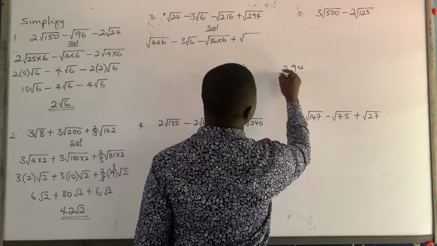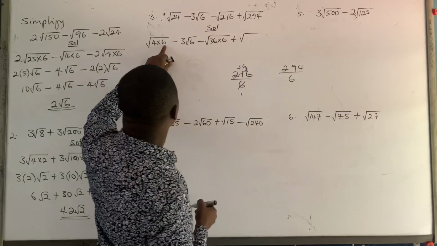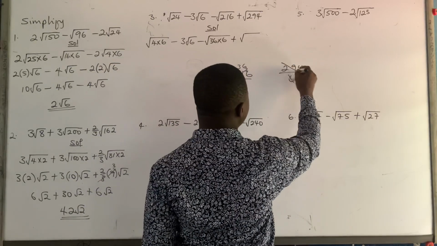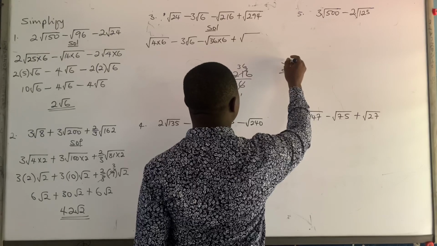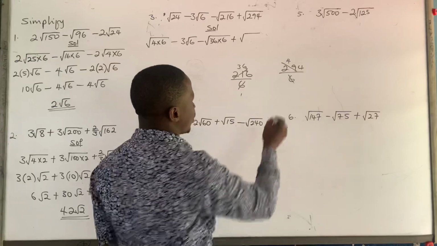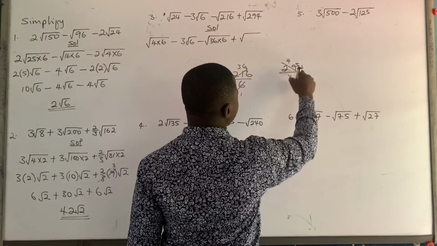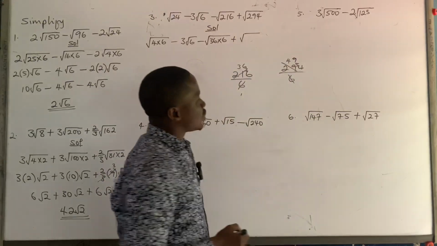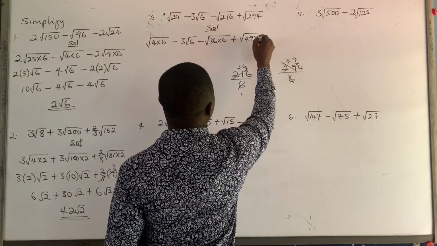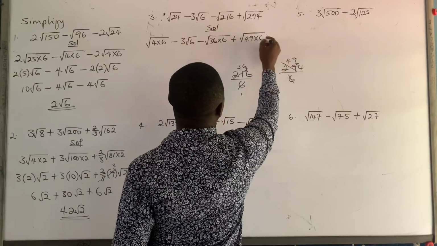294. Let us divide it by 6 because we've had what? 6, 6, 6. 6 into 29 is 4 times. That is 24. Remainder 5. 6 into 54 is 9. So 49 is a perfect square. We say 49 multiplied by 6.